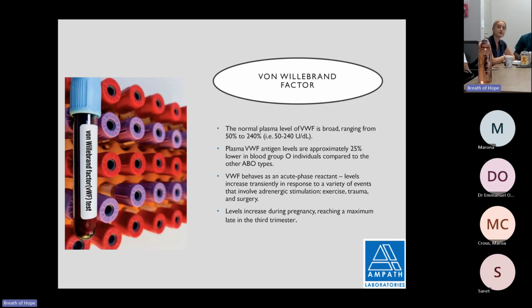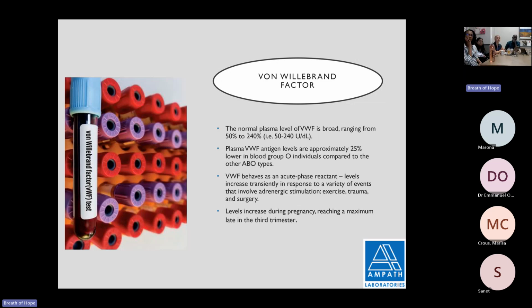It's also to remember that patients in blood group O usually present with less von Willebrand factor than other ABO blood groups. This is due to the carbohydrate side chains on the red blood cells that also prevent the degradation or breakdown of the von Willebrand factor. It's also important to know that von Willebrand factor behaves as an acute phase reactant, and these levels can increase when a patient is under stress, trauma, or adrenal stimulation. Also, a histamine reaction could increase your von Willebrand factor.